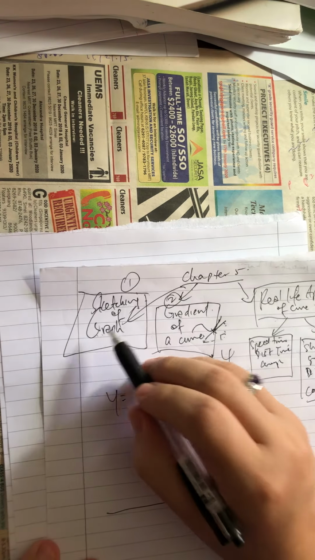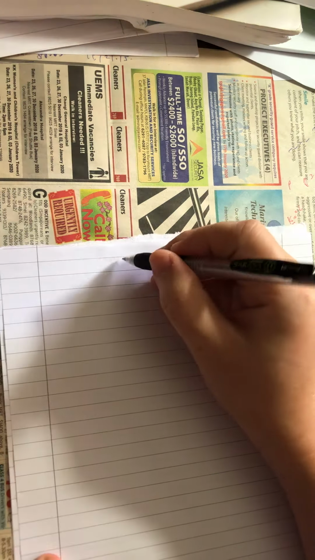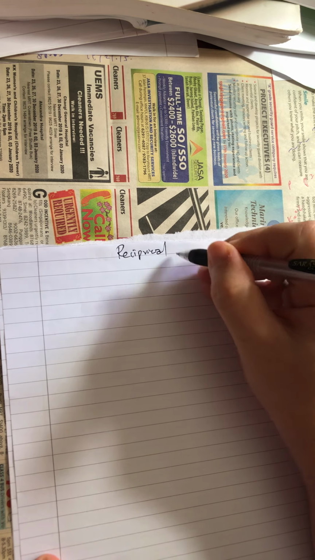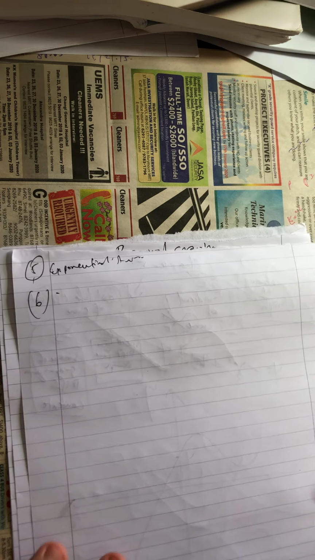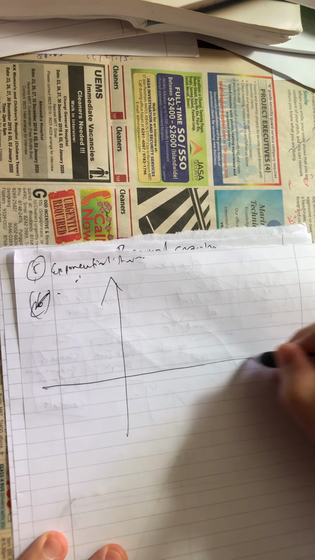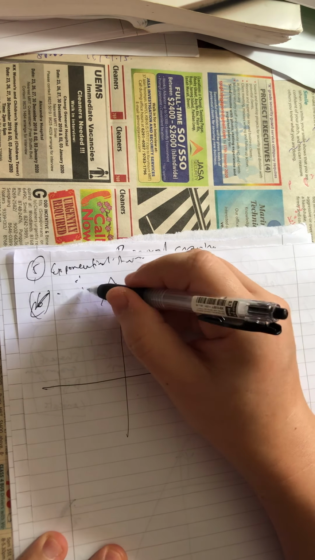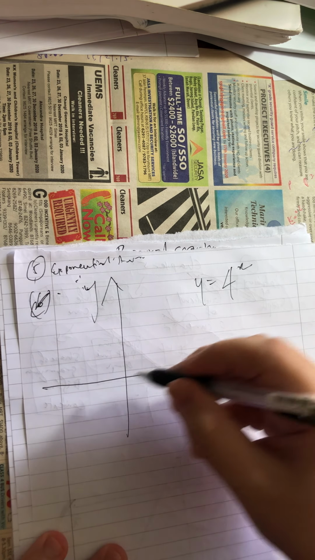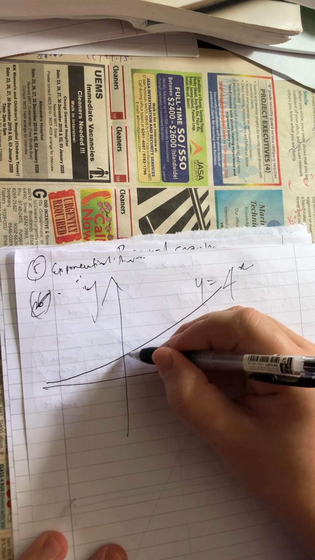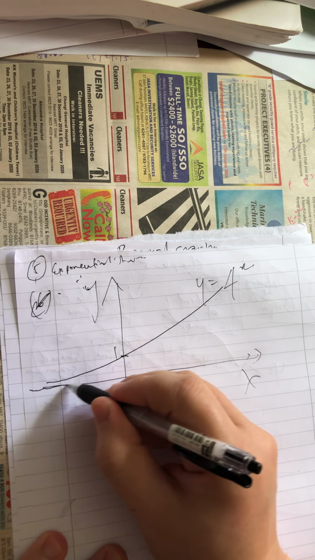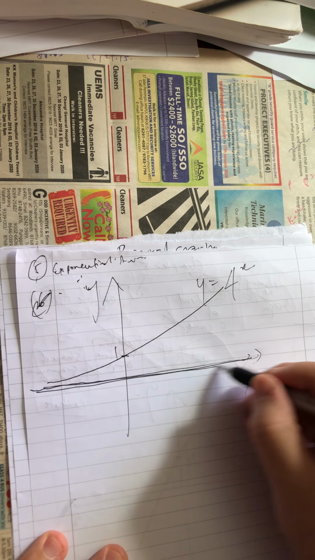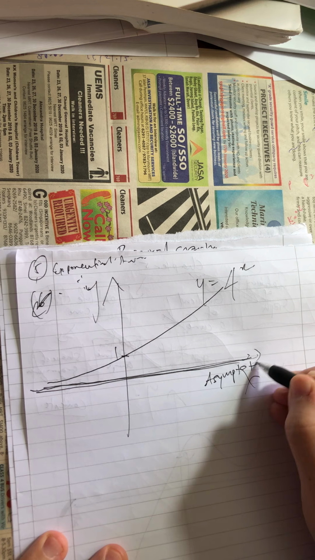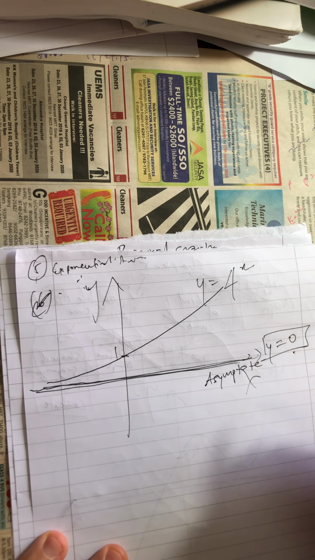Now the last part of this first section is what we call reciprocal graphs. Now remember that under exponential function, we learned that if I have y equals 4 to the power x, it's going to increase exponentially like that. And this x-axis is what we call the asymptote, with this equation. Why is it called an asymptote?